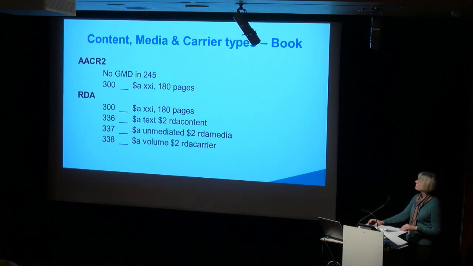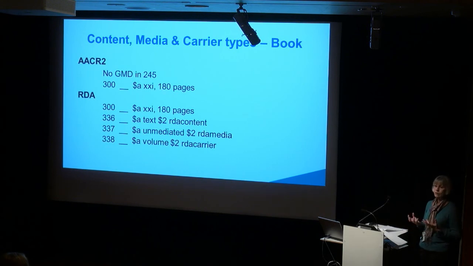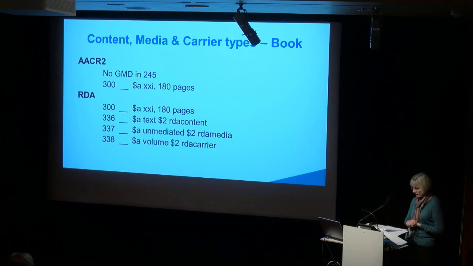So an example for using the content, media and carrier types for a book. This would be very standard. We'd use text, unmediated, volume for content, media and carrier. Now, if you had a book that had a lot of illustrations and you wanted to bring that out, you would also use a content tag, 336 tag, you would use still image. If you had a book with maps in it, you might like to use cartographic material as well. So you can use multiple 336 tags there.